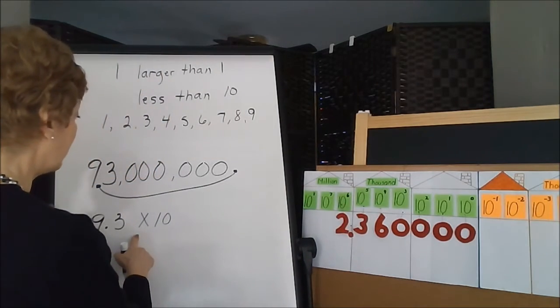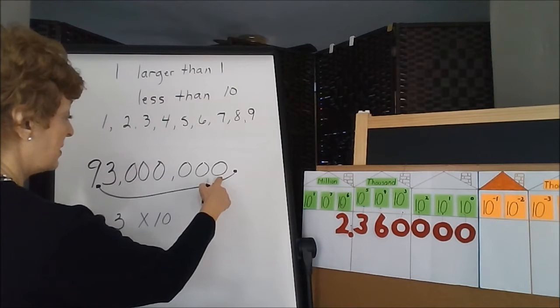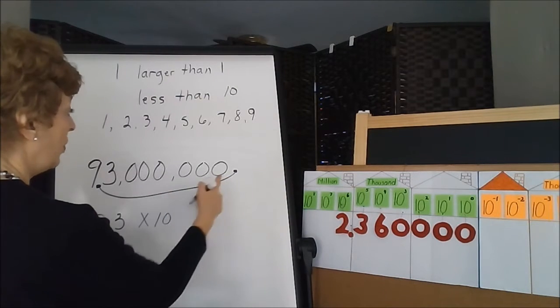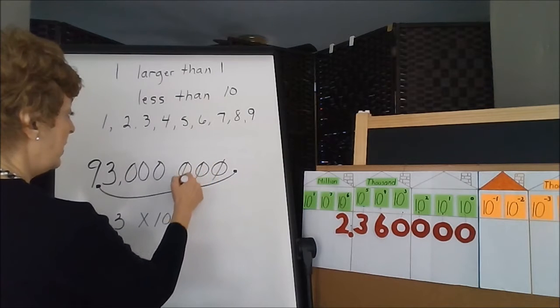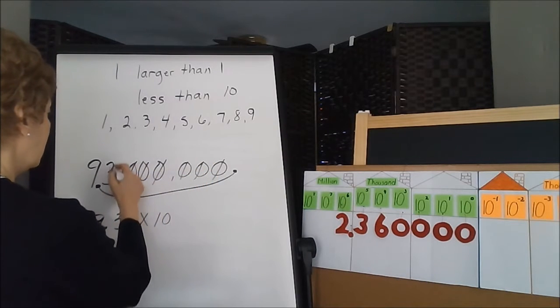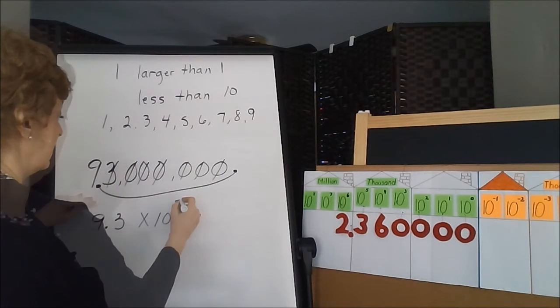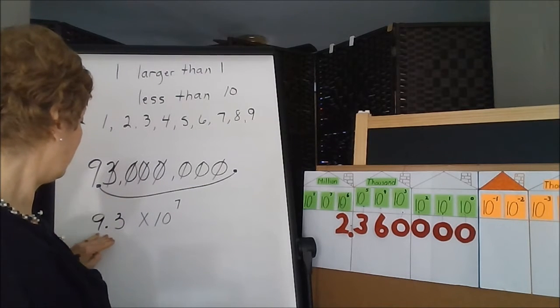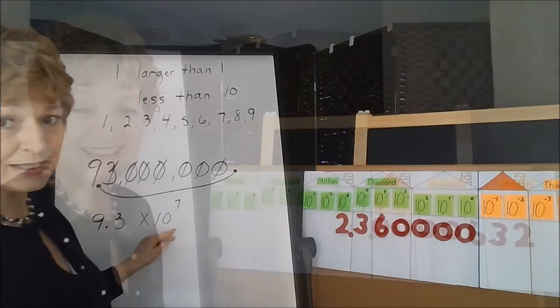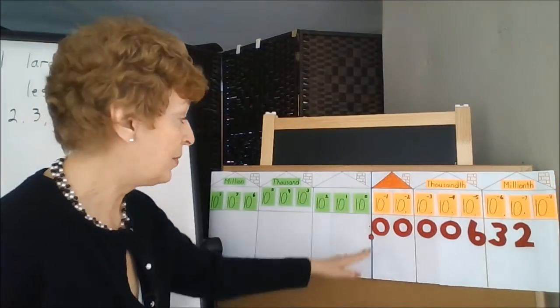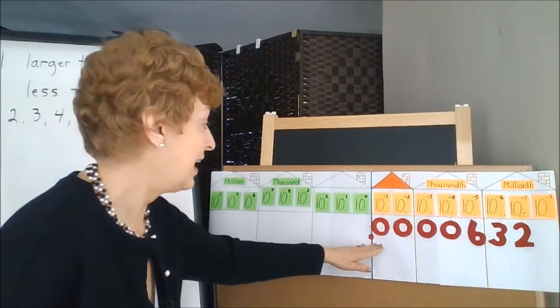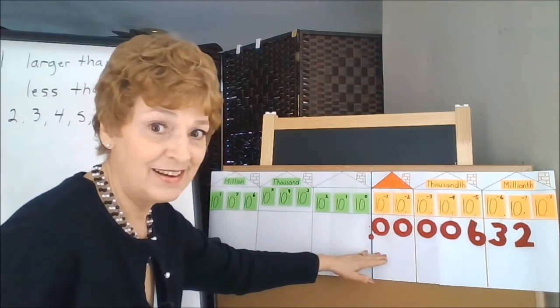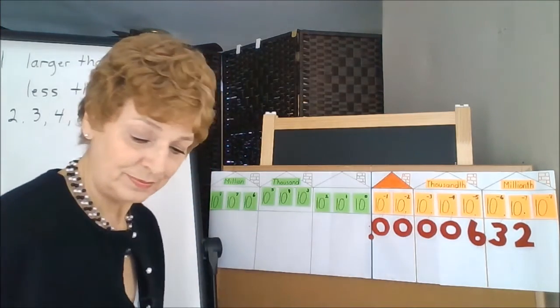And now I have to count how many places over this decimal point moved. 1, 2, 3, 4, 5, 6, 7. So the shortcut for this is 9.3 times 10 to the 7th. In our next example, we'll do scientific notation on the fractional side of this number line.